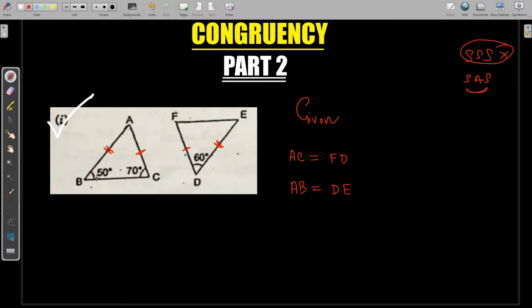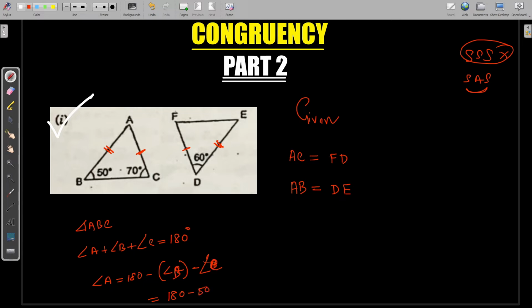Now see, two angles are given, 50 and 70, for the triangle ABC. What can we do? We can write angle A plus angle B plus angle C equals 180 degrees. Now see, angle B and C are given. So what will be the value of angle A? It will be 180 minus angle B minus angle C. Angle B is given 50, angle C is given 70. 50 plus 70 is what? 120. 180 minus 120 is 60 degrees. So we calculated that the value of this angle is 60.